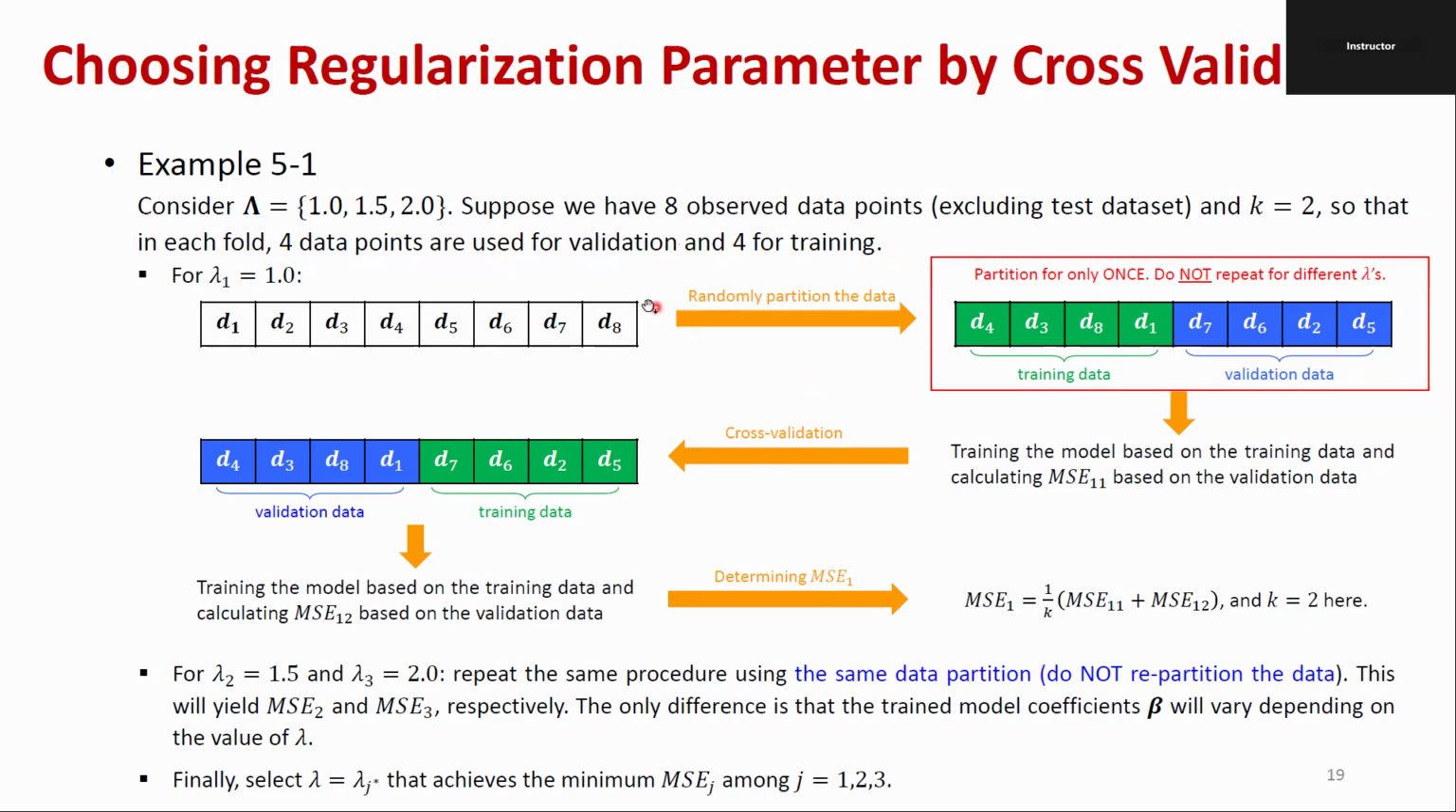Okay, so now first of all, I randomly partition the data. Let's suppose the partition is D4, D3, D8, D1 as the first fold, and the second fold is going to be D7, D6, D2, D5.